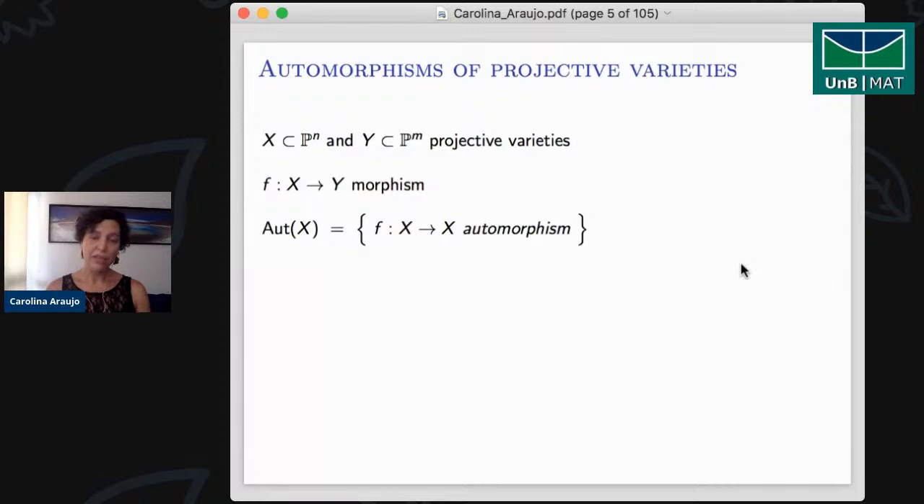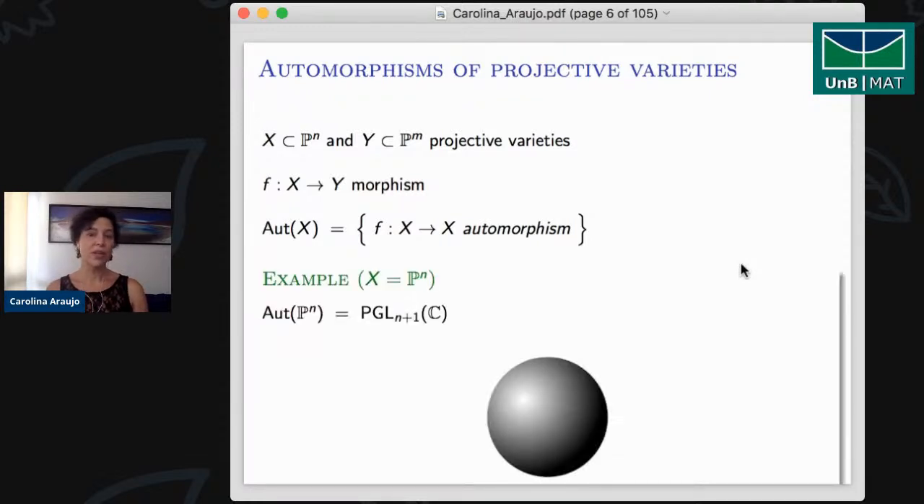And let me give you some examples. The first one and the easiest one is that of the projective space. A projective space is often given by a set of n+1 coordinates. And the automorphisms of the projective space are precisely those given by invertible linear maps. So this is just PGL(n+1) over C. And so this group is very well understood. And in particular, it is a Lie group, a linear group.